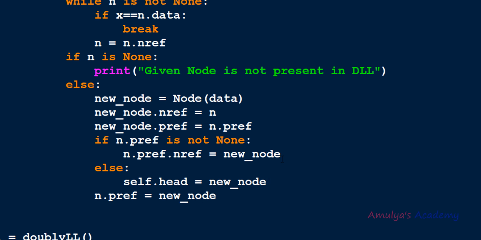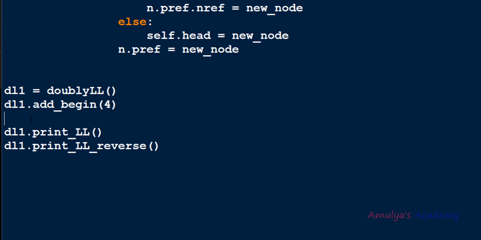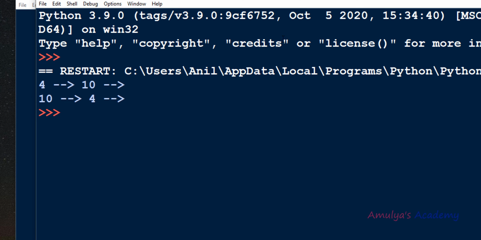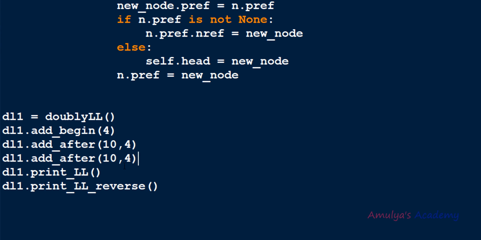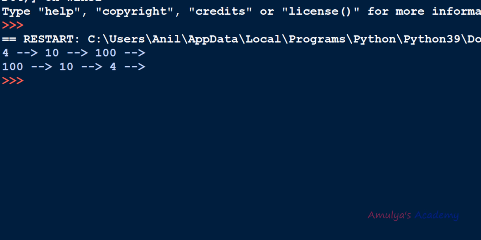Okay, so now we are done. So let's add the new node after and before the given node. Here I'll take add begin as 4, and first let's call add after, and I'll add 10 after 4. So let's execute this, and here you can see. Now if I want to add a new node after 10, I'll take 100 as the data and I'll add 10. Here you can see 100 is added after 10.